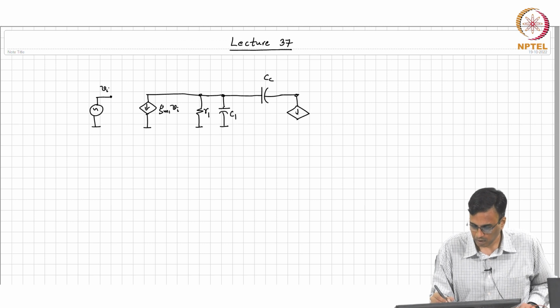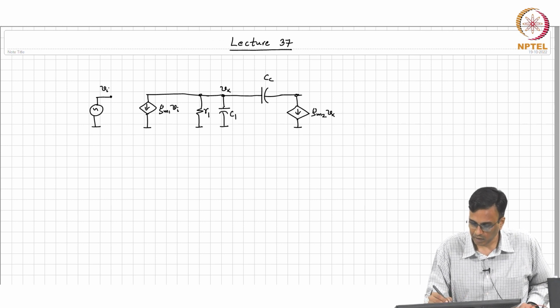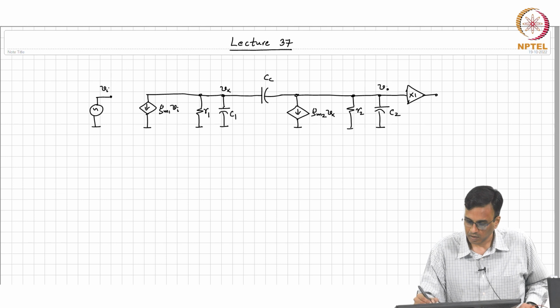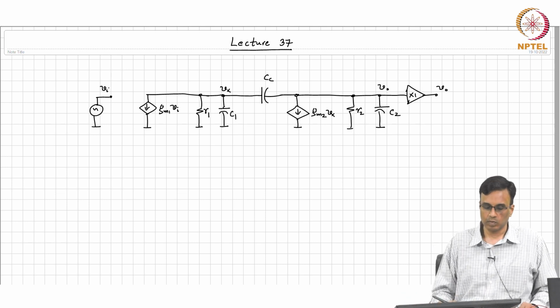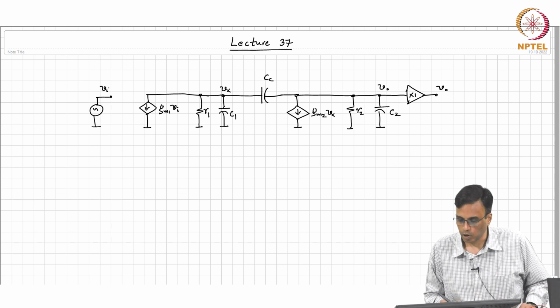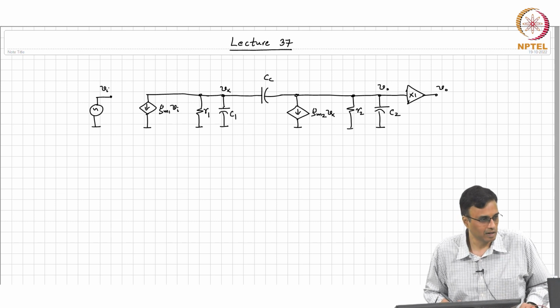This is the transconductance of the second stage. I call that Vx. This is Gm2 times Vx. This is R2, C2, and there is a voltage controlled voltage source, which we said has got such a large bandwidth that for all practical purposes it can be considered a unity gain buffer.